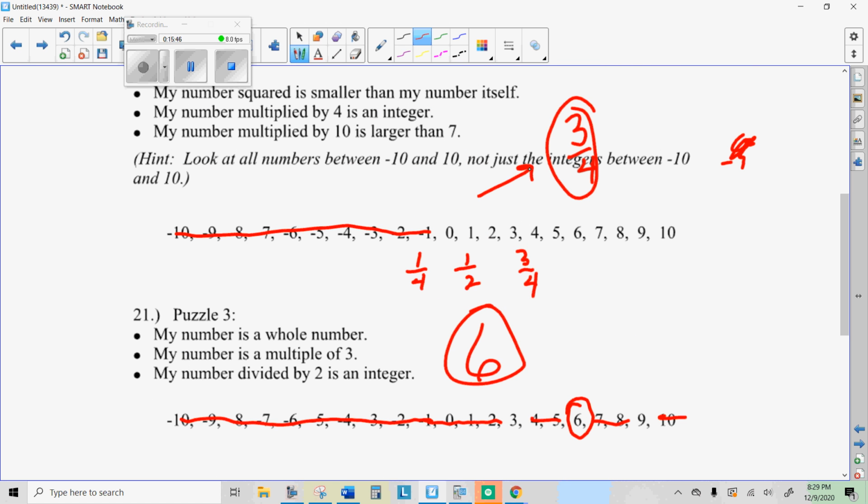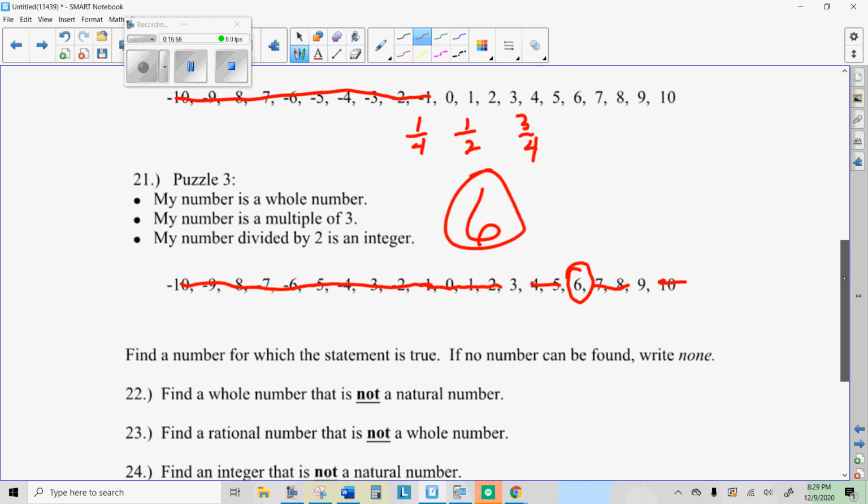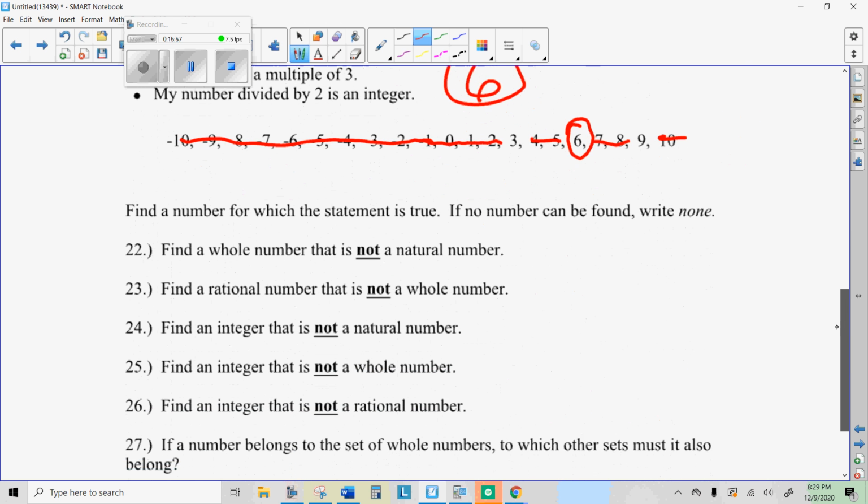All right, this one was tricky, but I decided that it needs to be a fraction with a 4 on the bottom because of this multiplying by 4. And number 21, the answer is 6.